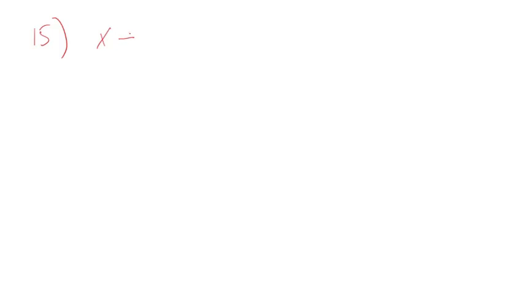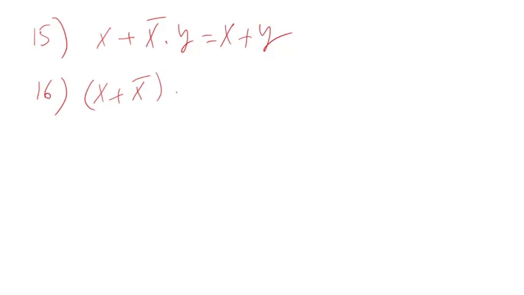So x or x naught and y is the same as x or y. If I have x or x naught and x or y, that is the same as xy. And notice from the previous expression, this is just 1. So 1 and x or y is just x or y.